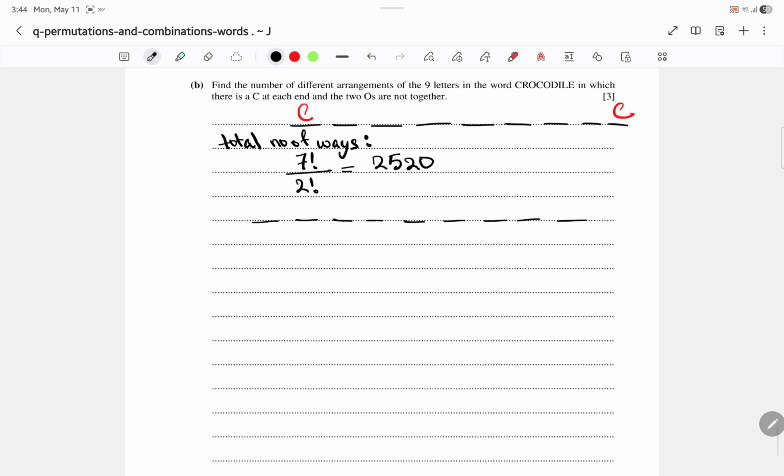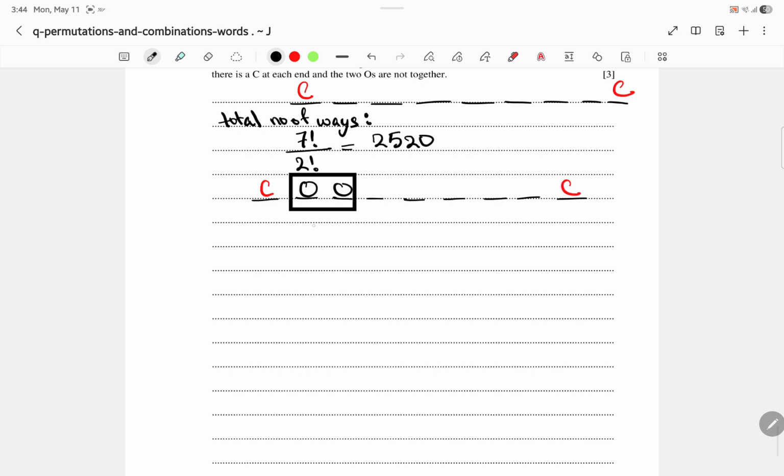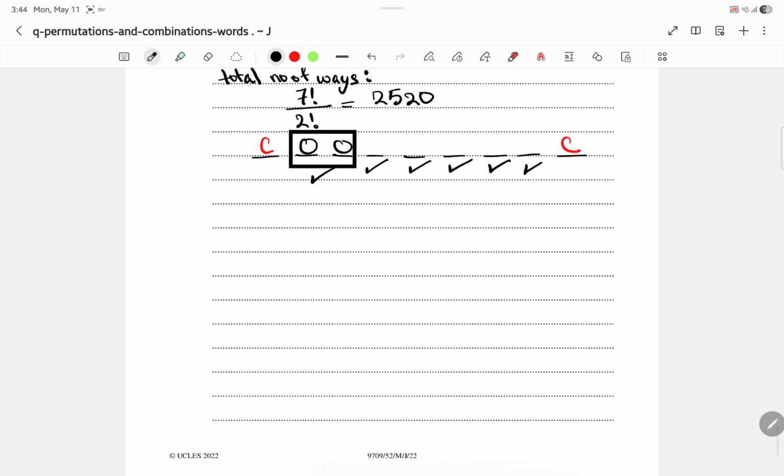So the 2 C's are on opposite ends and the 2 O's are together, right? In this case, since we're going to consider the 2 O's as one unit, there are 6 units. Hence there's going to be 6 factorial, and it's just 6 factorial because the 2 C's are already arranged and the O's are also there. So 6 factorial is 720.